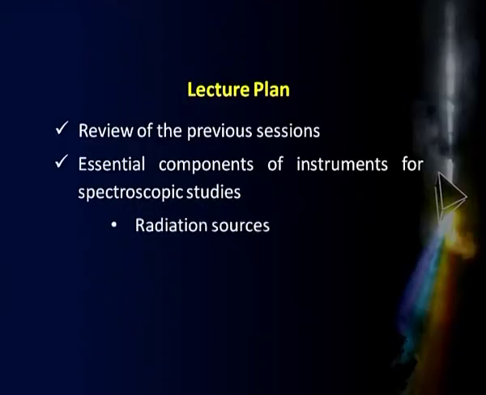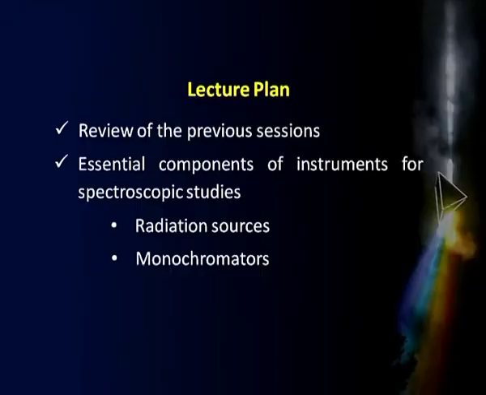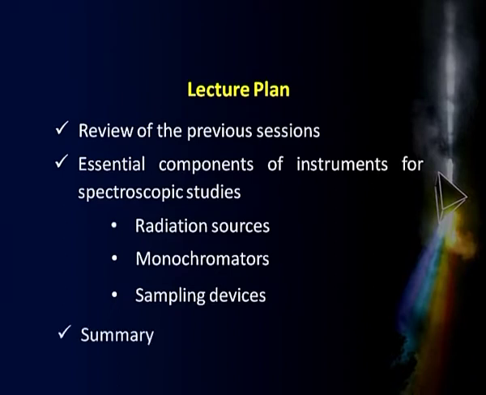And in this context, we will study in slightly more detail the radiation sources used for different types of spectroscopic studies. Thereafter, we will come to monochromators, devices used for selecting the wavelengths out of polychromatic sources of radiation. And thereafter, we will talk about the different types of sampling devices used to make this study possible, because this will depend on the kind of radiation I am going to use, and towards the end we will try to sum up what we do today in this session. Let us make a beginning. Let us make a beginning by recalling what we did earlier.